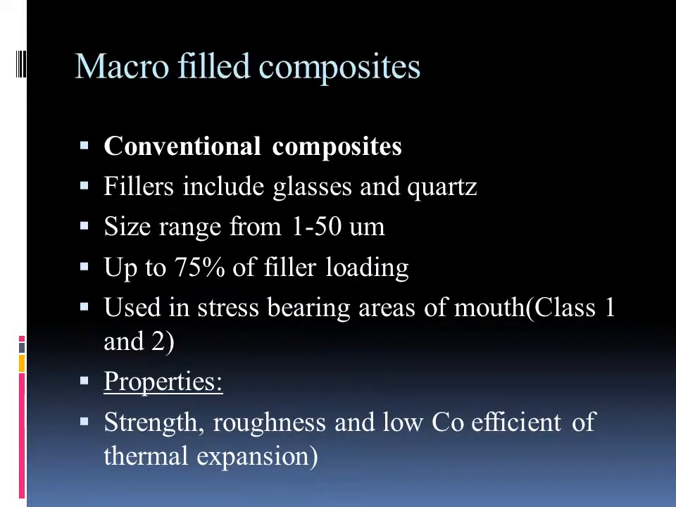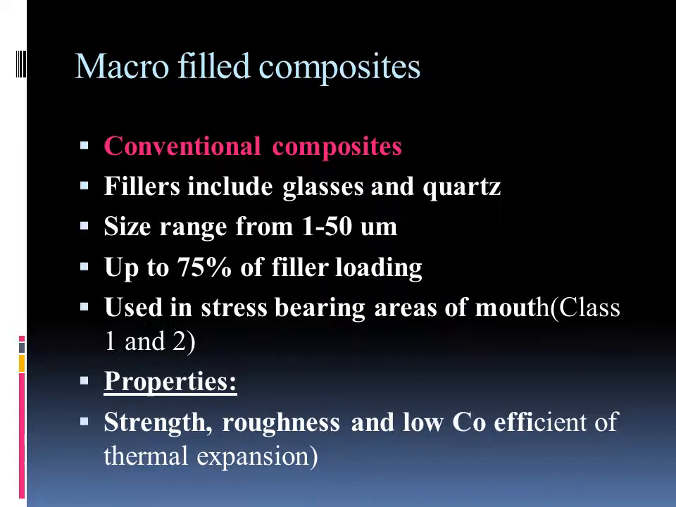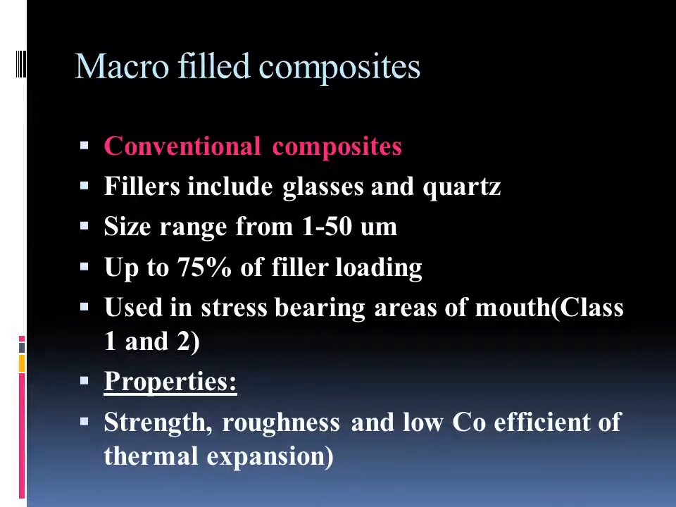So let's look at the macro filled or the conventional composites. These are the oldest composites, and the size range of the fillers, which include glasses and quartz, was from 1 to 50 microns, and they basically occupy up to 75% of the filler loading. And the application is mainly in stress bearing areas of the mouth, like the class 1 and class 2 cavities. Properties were that they have excellent strength, however, they were rough, difficult to polish, and they had low coefficient of thermal expansion.